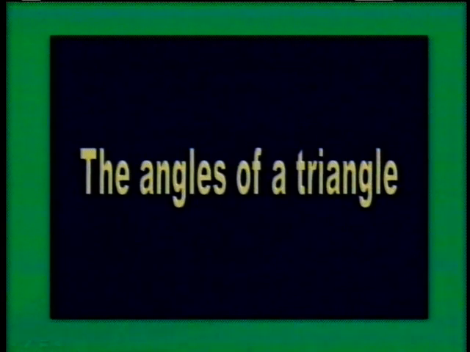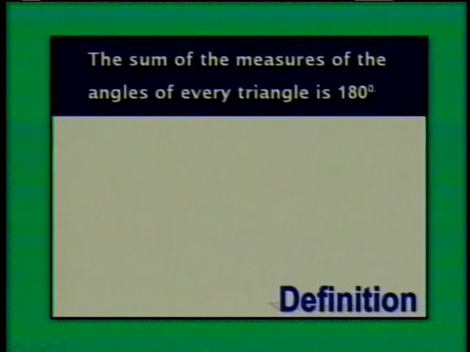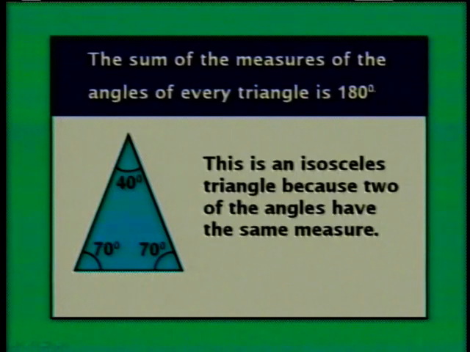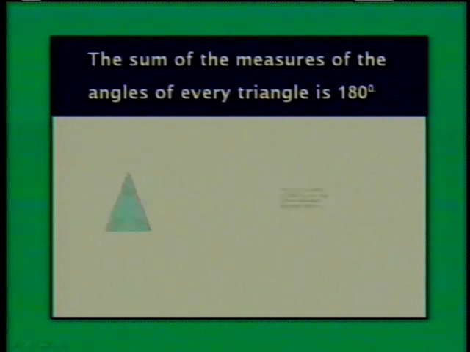Let's start by looking at the angles of a triangle. The sum of the measures of the angles of every triangle is 180 degrees. In this triangle, I have two angles with a measure of 70 degrees and one angle with a measure of 40 degrees. If we add these up, we get 180 degrees. This type of triangle is called an isosceles triangle because two of the angles have the same measure.